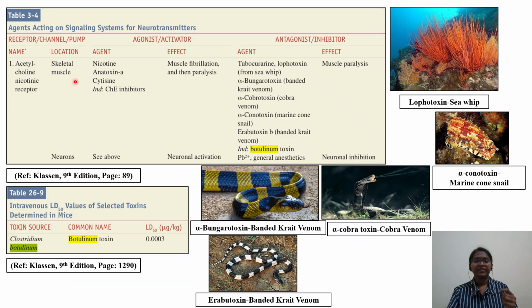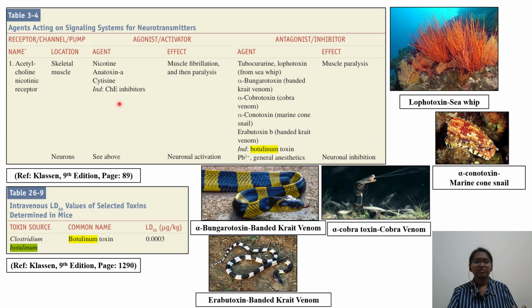Regarding botulism, I also found some information on page number 89. Please read table 3-4. In this they have given agents acting on signaling systems for neurotransmitters. Here we have the acetylcholine nicotinic receptor. The location is skeletal muscle. Here is the type of agent which acts as an agonist, and here the agent which acts as an antagonist. Under this we have nicotine, anatoxin A, cytisine and cholinesterase inhibitors.